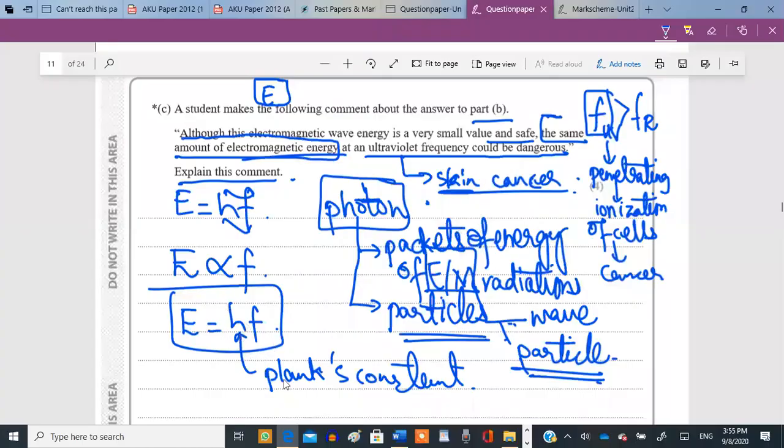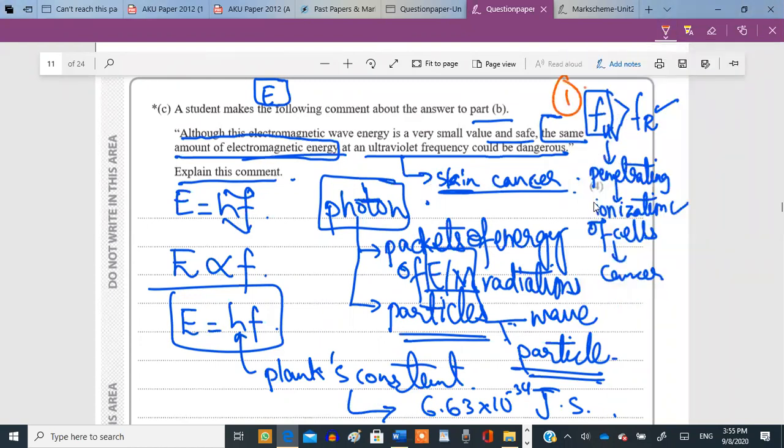This constant h, the Planck's constant, was named after the scientist Max Planck. It has a fixed value, 6.63 times 10 raised to the power of minus 34 joule seconds. Now, you have to give the reference to photons as well over here. This is correct, but this reference needs to be given. Right. So let me give you the mark distribution over here.